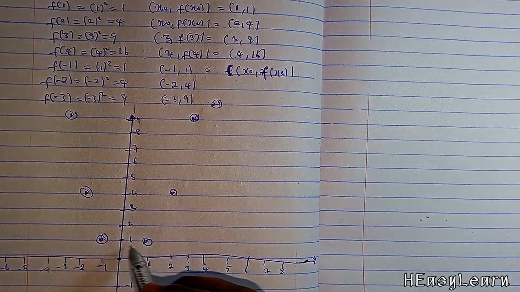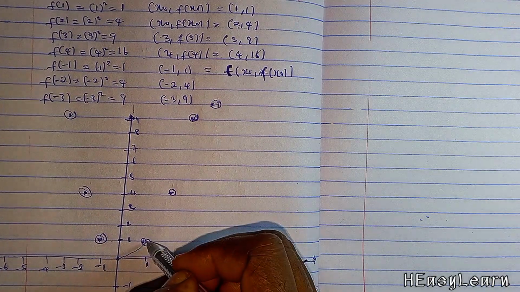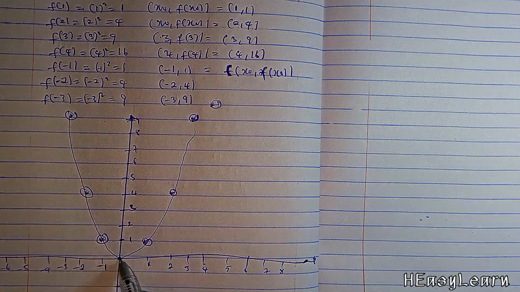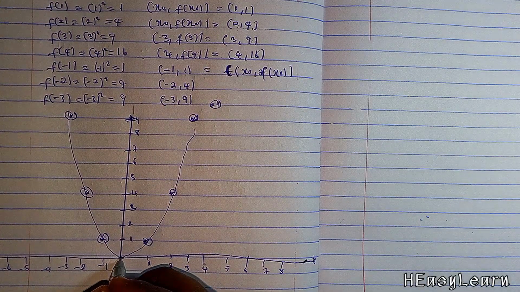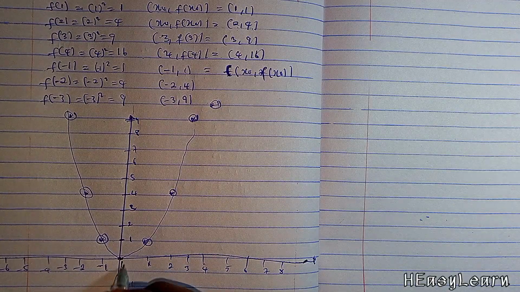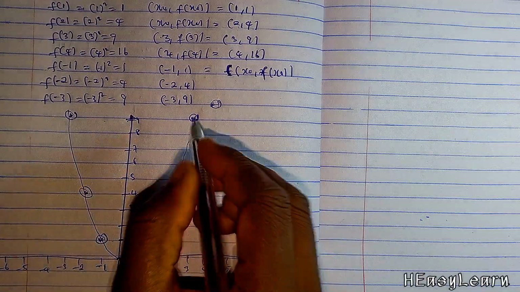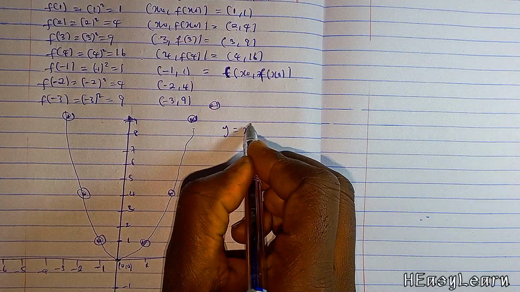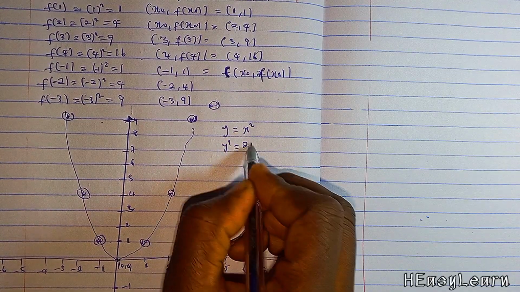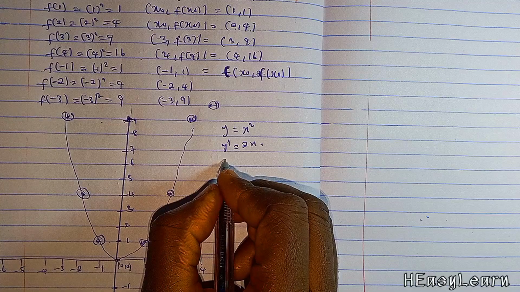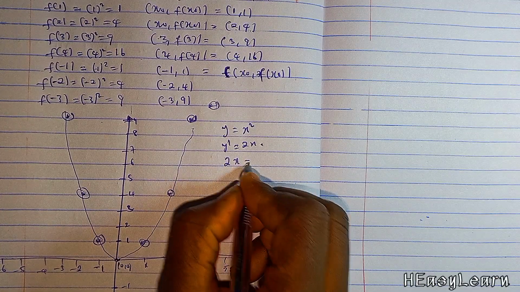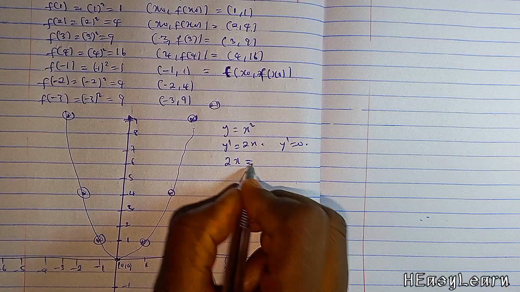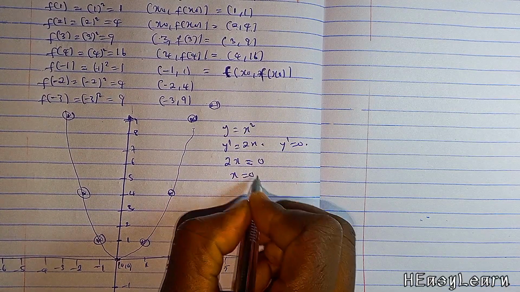So join the points together. This is how the graph looks like. It's like a U shape. At this point is the turning point of the graph, which is 0, 0. So local minimum and maximum: given the function x squared, what is y prime? This is 2x. At the critical point, at the turning point, set y prime equal to 0. We call it a turning point of the function. This is equal to 0.